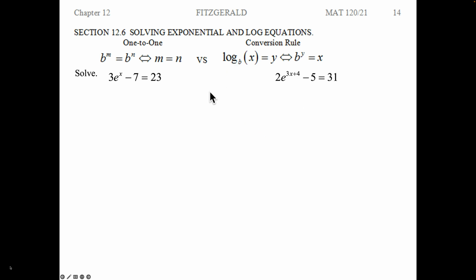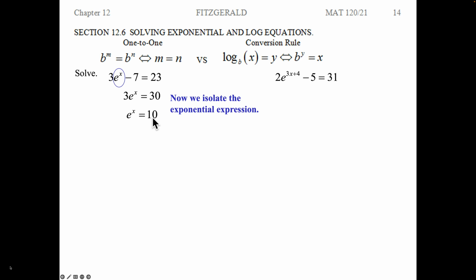All right, next example. All right, here my exponential is, well, identify the exponent x. X is only on base e. 3 is not part of the base. I'd have to have parentheses around it. So add over the 7, makes that a 30. Divide both sides by 3 to make this a 10.